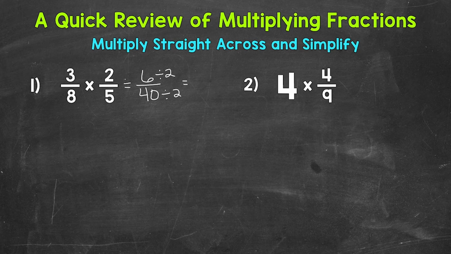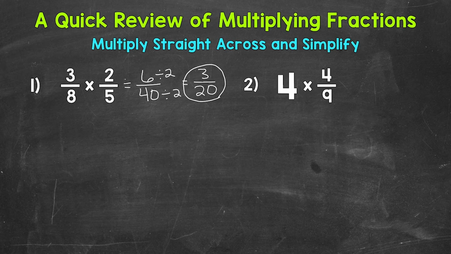And we get 6 divided by 2 is 3. 40 divided by 2 is 20. So our final simplified answer is 3/20. 20ths. Let's move on to number 2, where we have 4 times 4/9.